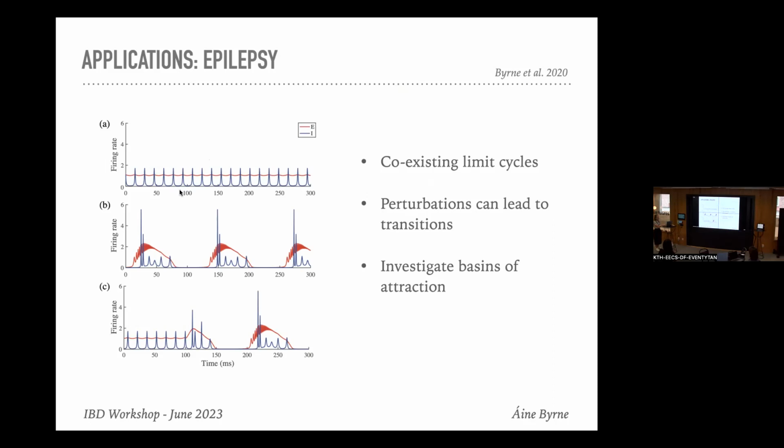And if you start the model in this regime and just give it a small perturbation, it can enter this unhealthy seizure-like behavior. So again, in this work, we have been looking at the basins of attraction of the states and seeing what kind of perturbations you'd need to transition back to the healthy state once you transition to the seizure-like state.